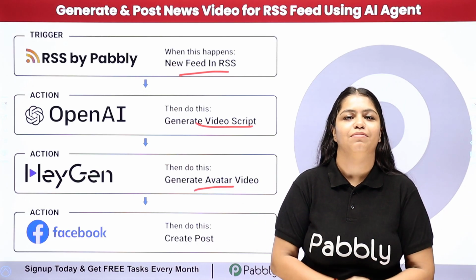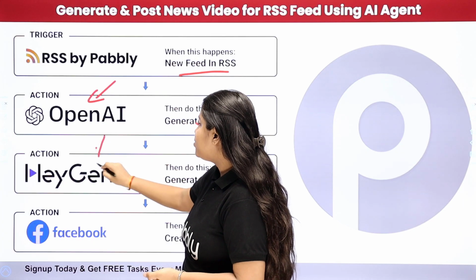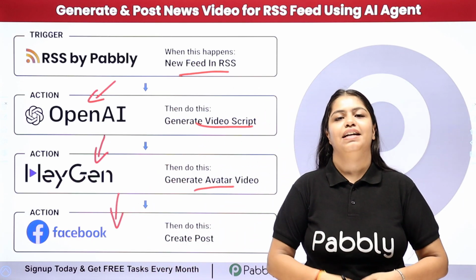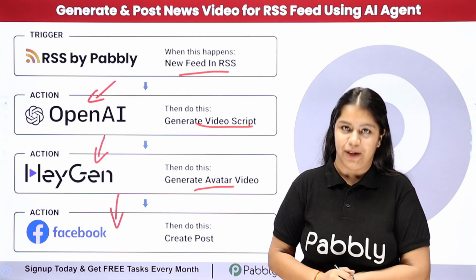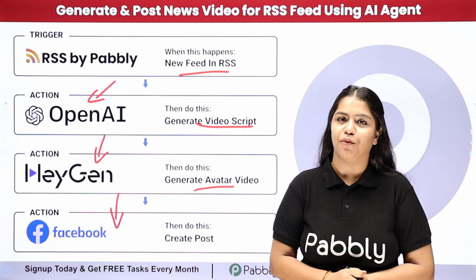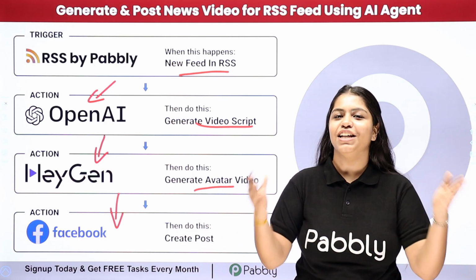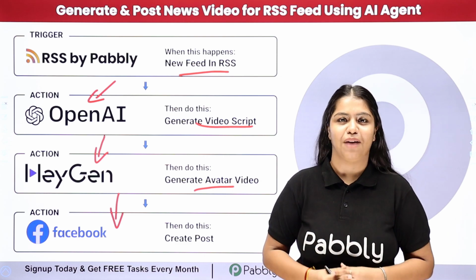So to do this, we are simply going to create a connection between RSS by Pabbly, OpenAI, agent and Facebook. And to create this connection without knowing any programming or coding language, we are going to use Pabbly Connect. It is an amazing automation software. So if you also want to create this amazing automation for your own business, then for that you have to come with me towards my screen.